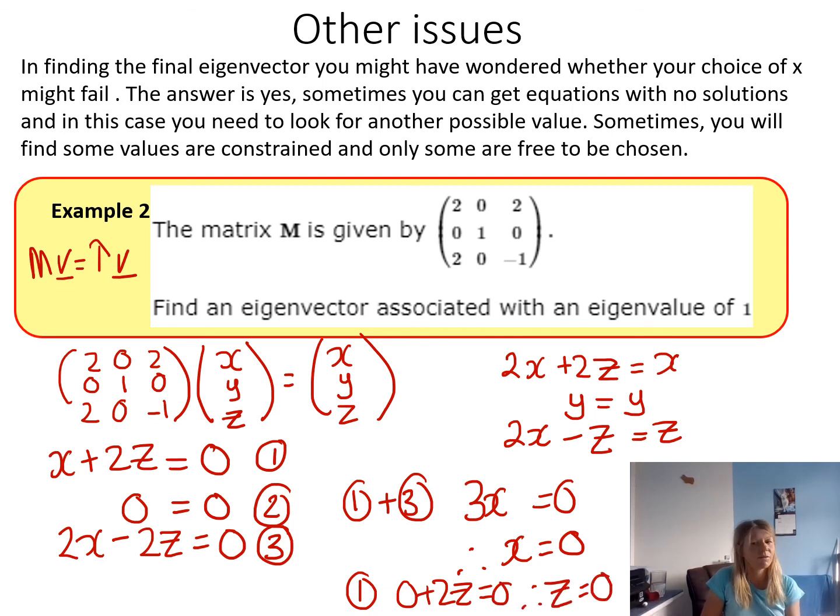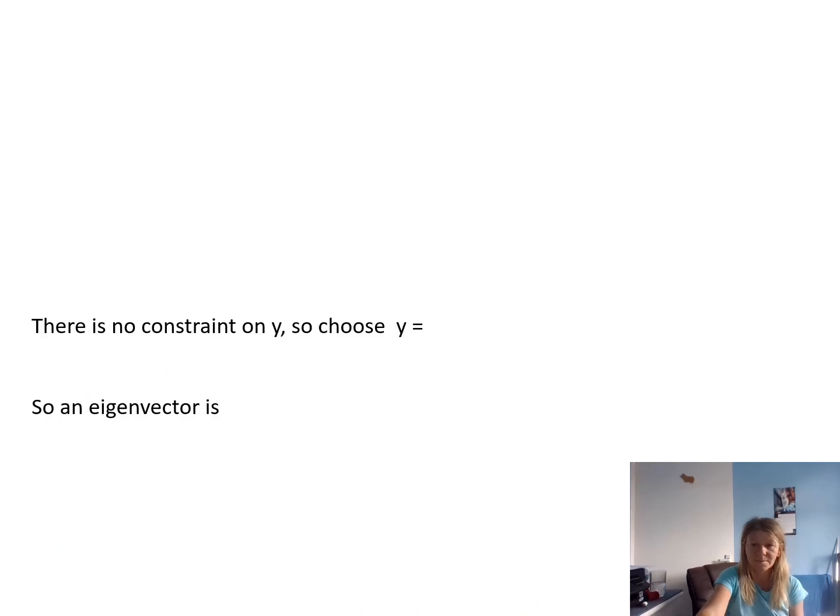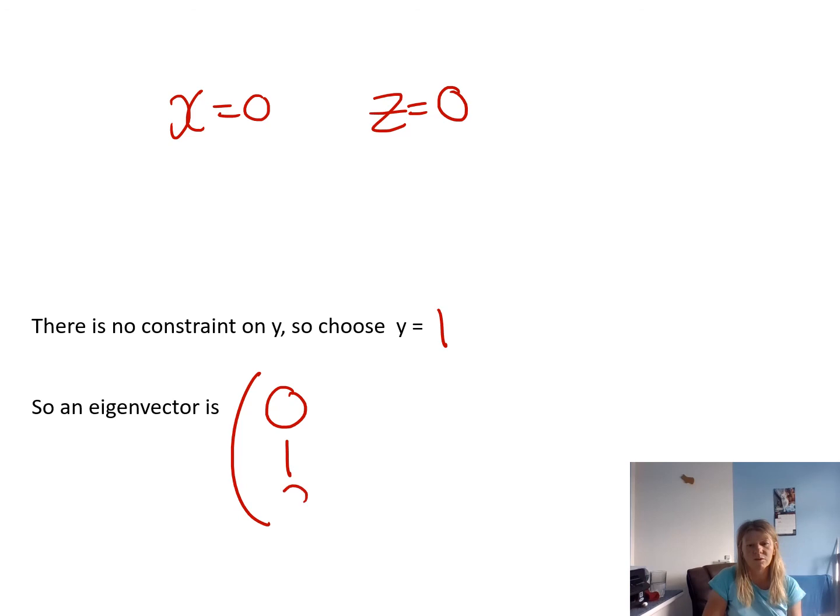So x equals 0 and z equals 0, but we're not told anything about y, so we can just choose what the heck we like for y. Let's call it 1, be imaginative. Okay, so basically solving those, there's no constraint. You know that x equals 0 and z equals 0. There's no constraint on y, so we choose y to be what we want. I've chosen 1. So an eigenvector is 0, 1, 0. Oh, nice.